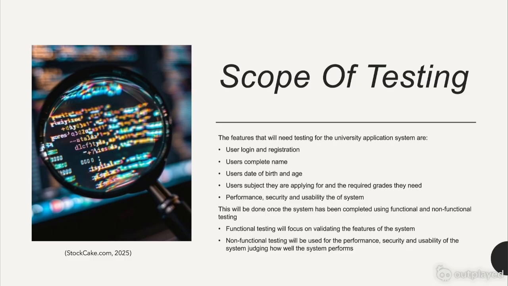So the scope of testing was conducted to identify that these 5 features needed to be tested. These are user login and registration, user's complete name, user's date of birth and age, and user's subject they are applying for with the required grades they need for it. And also, lastly, performance, security, and usability of the system.